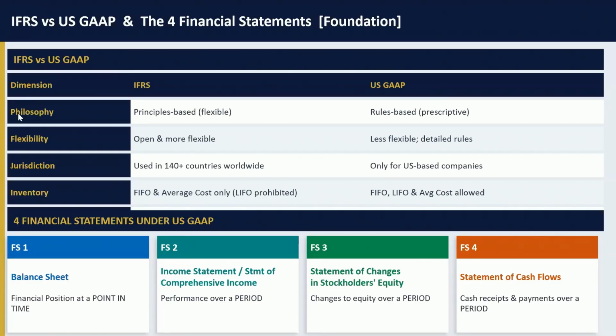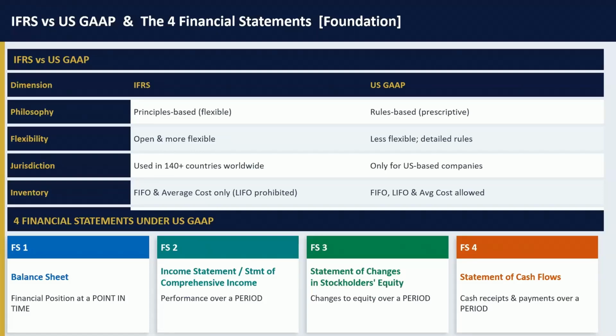So next up, we have financial statements under US GAAP. There are four majorly used financial statements, which are the balance sheet, income statement, and the statement of comprehensive income. Then comes the statement of changes in stockholders' equity, and later we have the statement of cash flows.